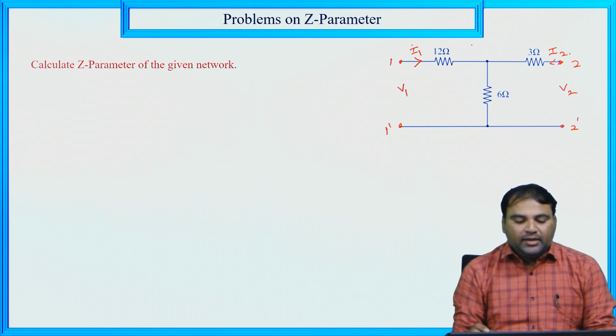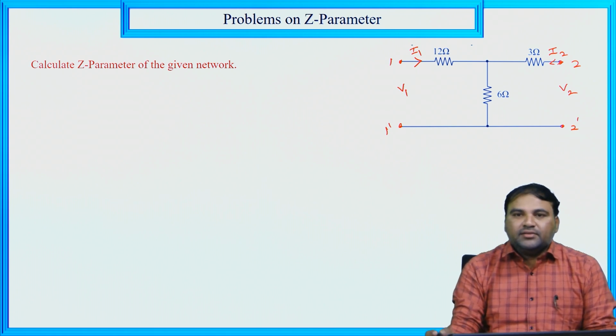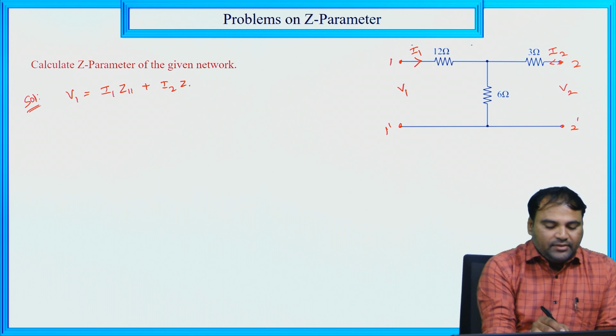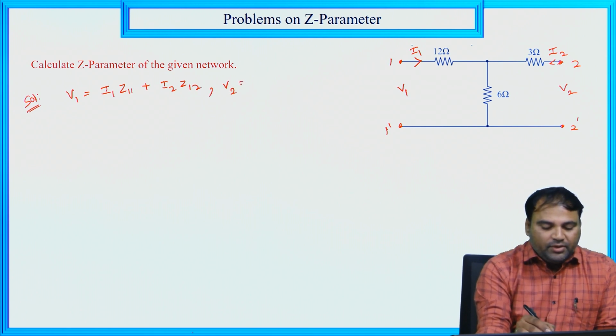Okay. Now the Z parameter equation. So what is the Z parameter equation? Already we know the Z parameter equation. V1 equal to I1 Z11 plus I2 Z12. Similarly, V2 equal to I1 Z21 plus I2 Z22.